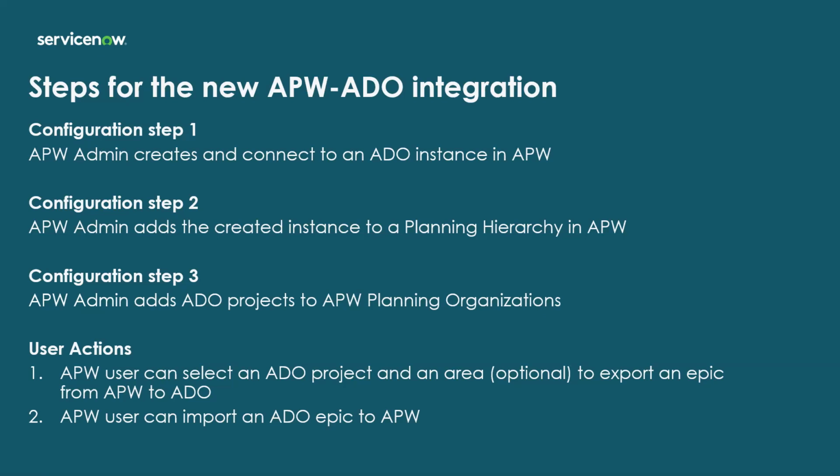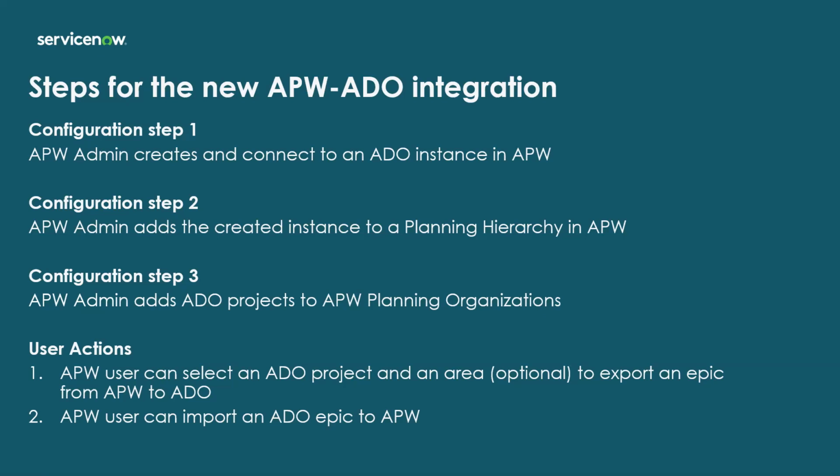Once that is done, you can move to configuration step 2, where you add the instance that you created to a planning hierarchy in Alignment Planner Workspace. As part of this step, the system will automatically create the epic table map between this planning hierarchy and the respective ADO processes. And then it will also create the default field maps. If you want, you can edit those field maps or add new field maps.